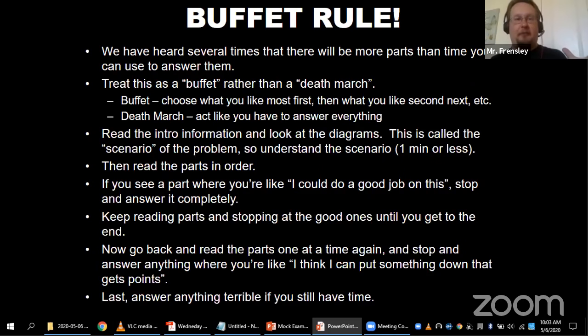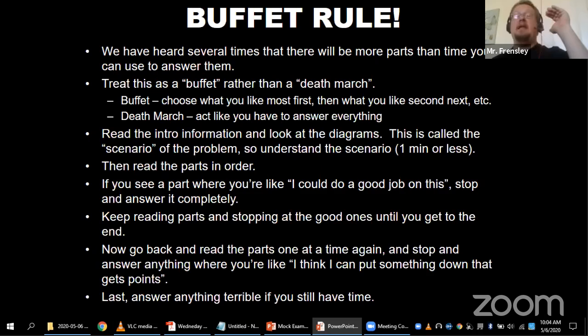Please don't treat it like a death march. Don't try to do A, then B, then C, then D. Instead, you're going to take in what's on the page. Just get the scenario in your brain, okay? That's the intro stuff at the top with the diagram. That's called the scenario. Then you're going to read part A, and you're going to ask yourself, am I guaranteed to get points on part A? If the answer is yes, stop and answer it. If the answer is no, keep going.